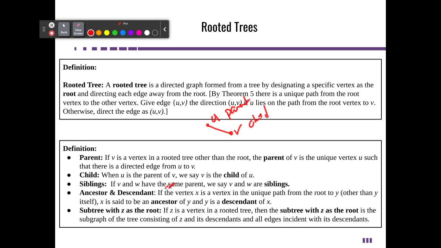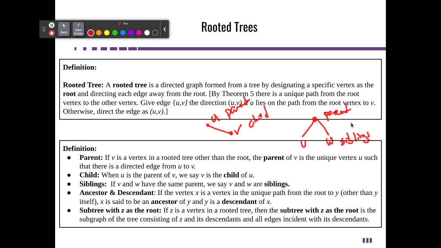Then we have siblings. So siblings is that if V and W have the same parent, so for example, let's say I had a vertex like this and coming off, and this was V and this is W, then this is the parent, and these are the siblings.